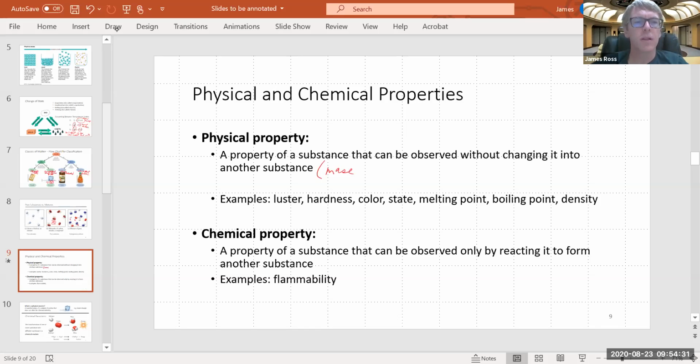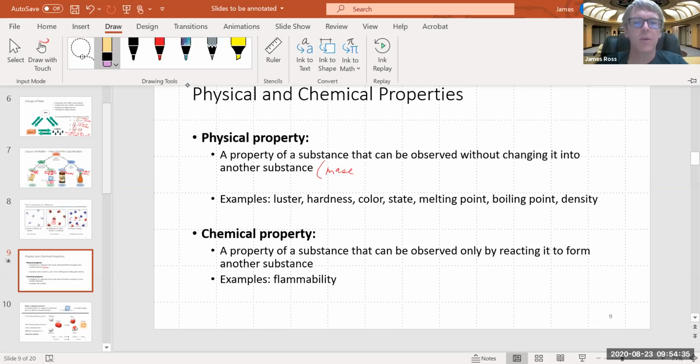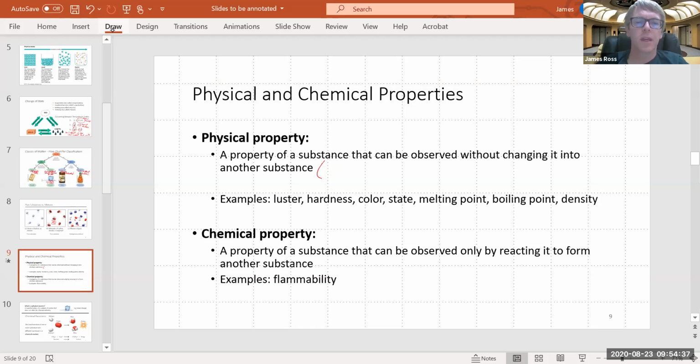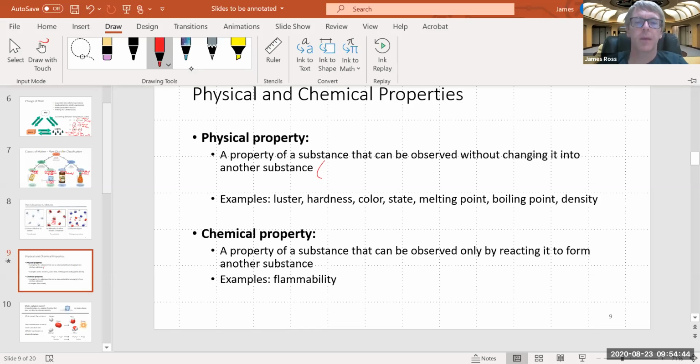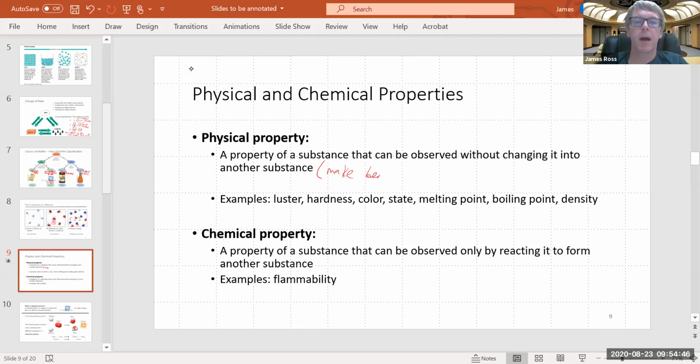Sorry, I've never been able to write and talk at the same time. You can make benign measurements. Benign here just means doesn't alter. So you can make benign measurements on a physical property.